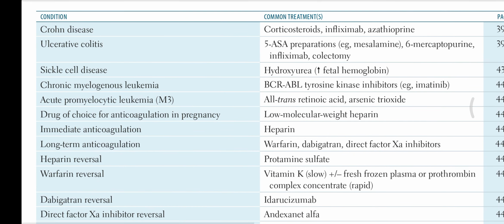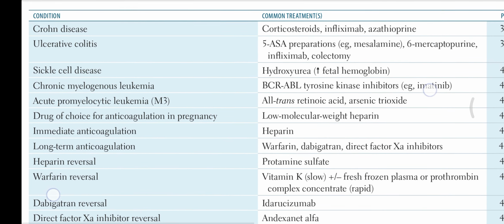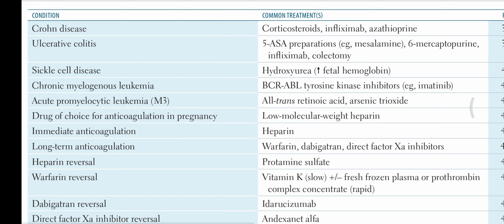In Crohn's disease, the common treatment will be corticosteroids, infliximab, azathioprine.